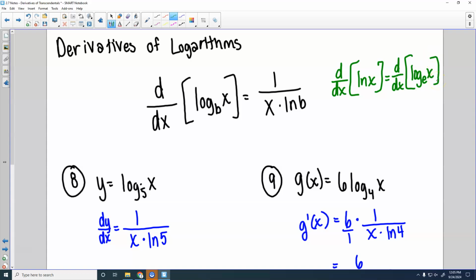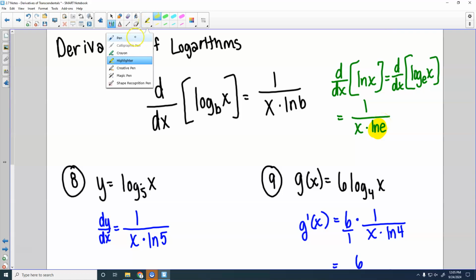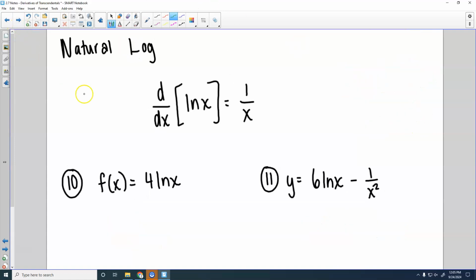And so if I use that rule for derivatives to take this derivative, I would get 1 over x times the natural log of e. But as we just talked about a little bit earlier with our e to the x, the natural log of e is equal to 1. So whenever I do this, this is really just going to be 1 over x. And you'll see on the next slide that is our rule for the derivative of the natural log of x. So the derivative of the natural log of x is 1 over x here.